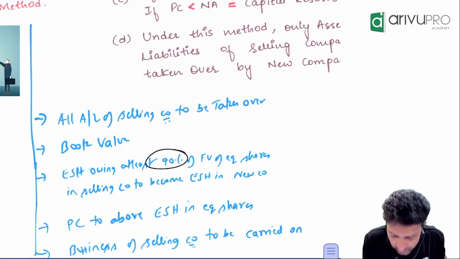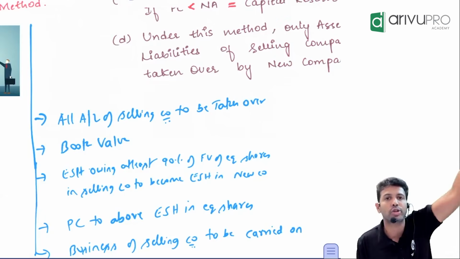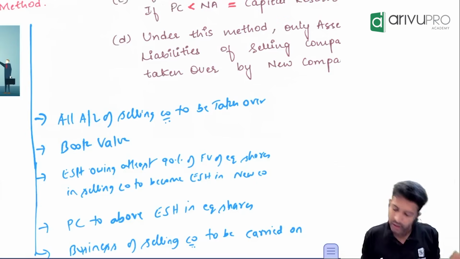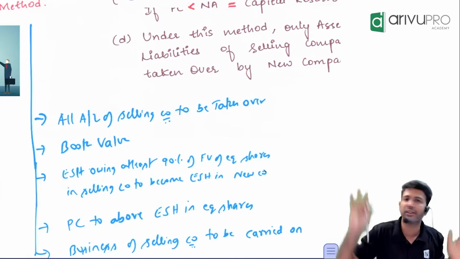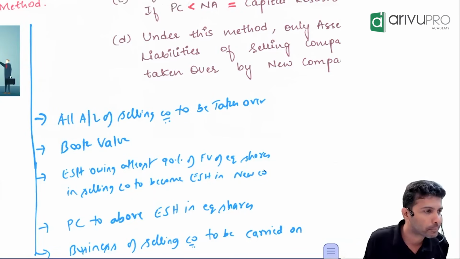Basically, whoever is owning 90% shares in the selling company should also become shareholders in the new company. In the new company, they can own whatever percentage of shares. It does not matter. That's the third condition.